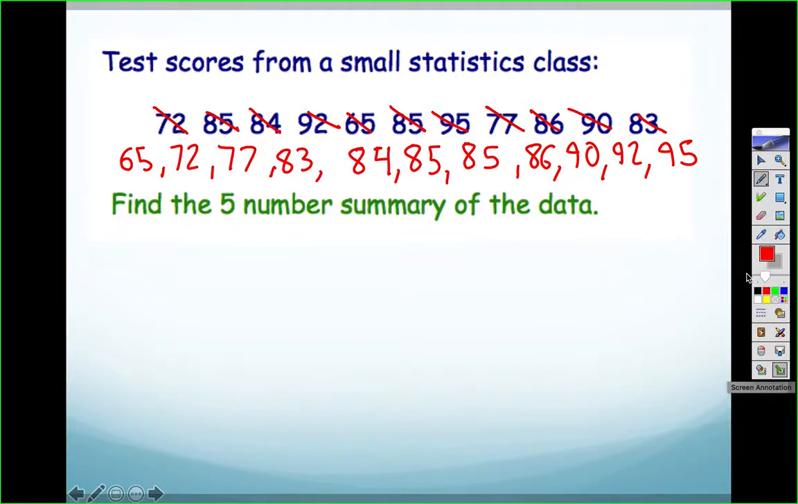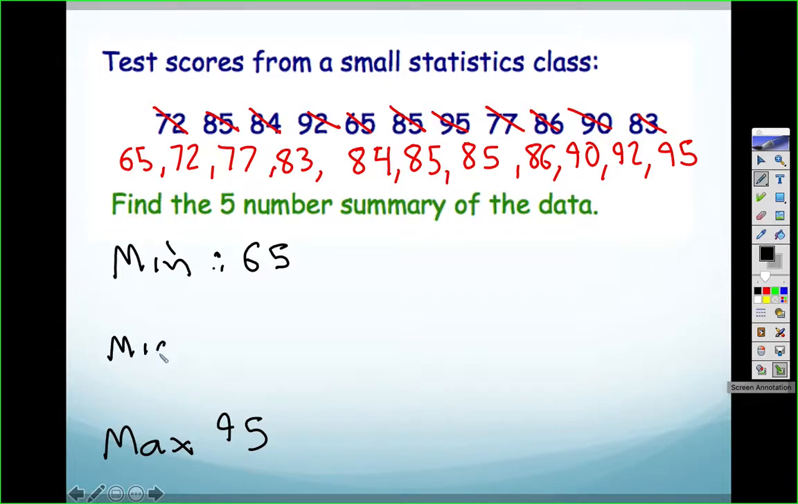Second step, you can easily find the minimum and maximum. The minimum here is 65. The maximum here is 95. Then the median, let's find the middle. How many data points are there? 1, 2, 3, 4, 5, 6, 7, 8, 9, 10, 11. So my middle data point, since there's an odd number, is going to be 5 on the left, 1, 2, 3, 4, 5 on the left, 5 on the right. So this 85 is the median, 85.